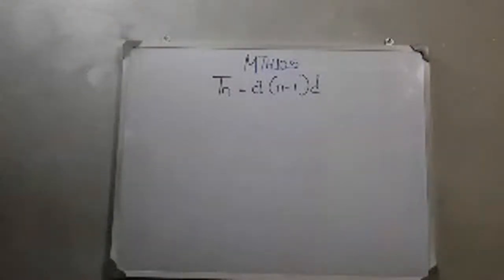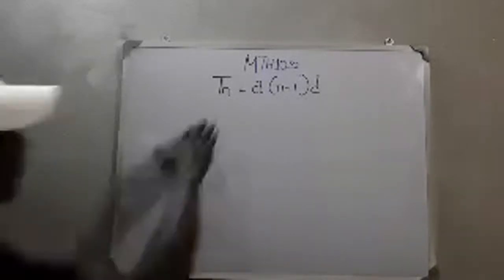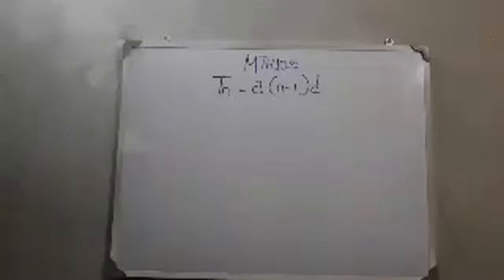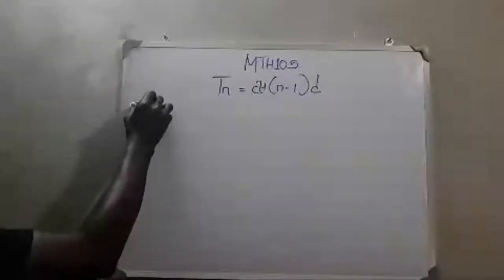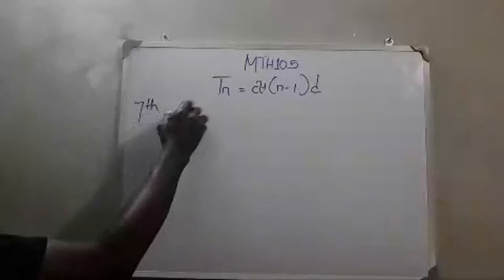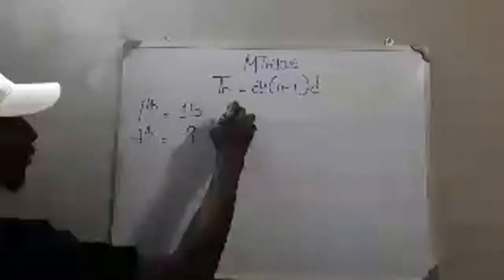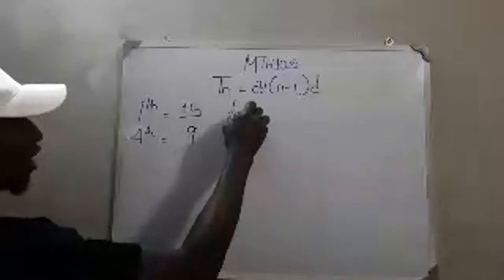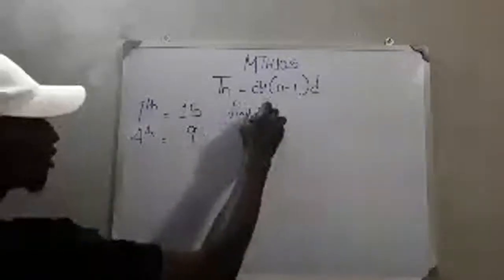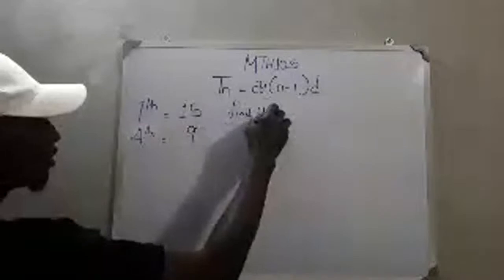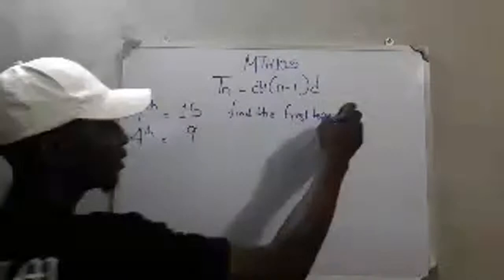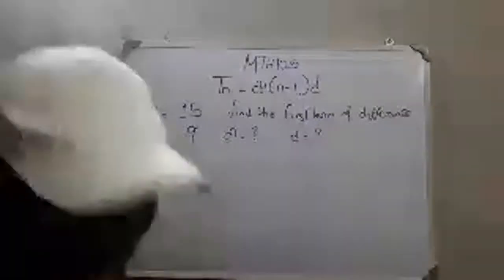Now, this is the formula we're working with. Apply this formula when our A is between. Now we have the seventh term equals 15. Find the fourth term and the difference, D.